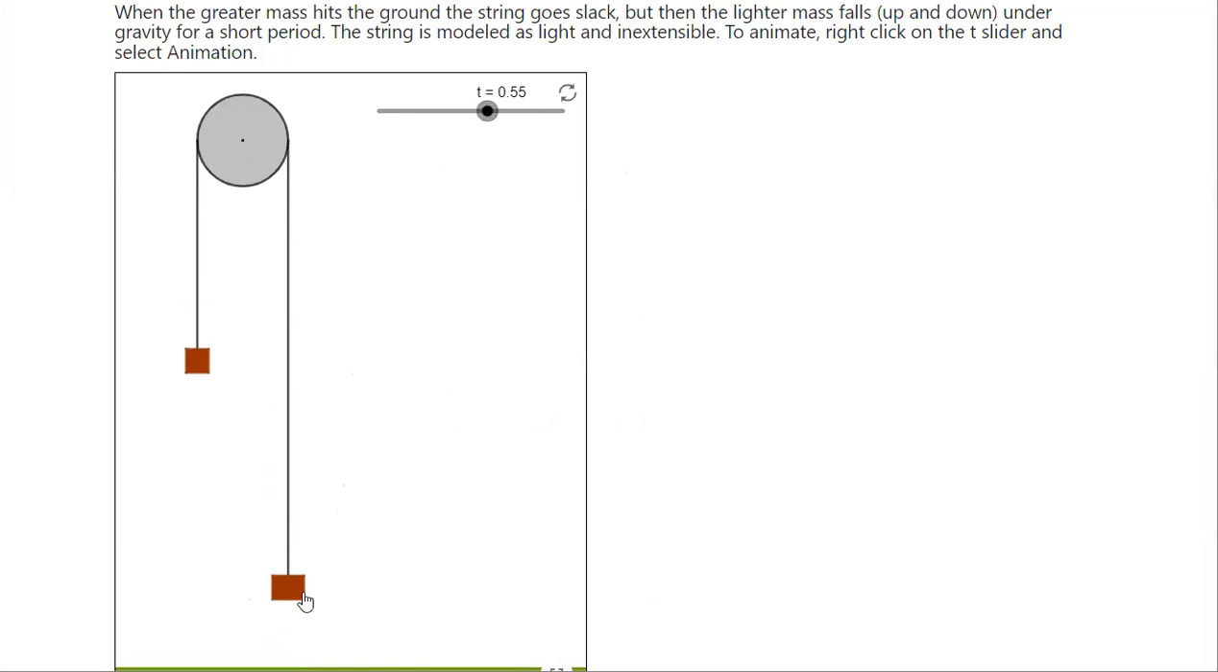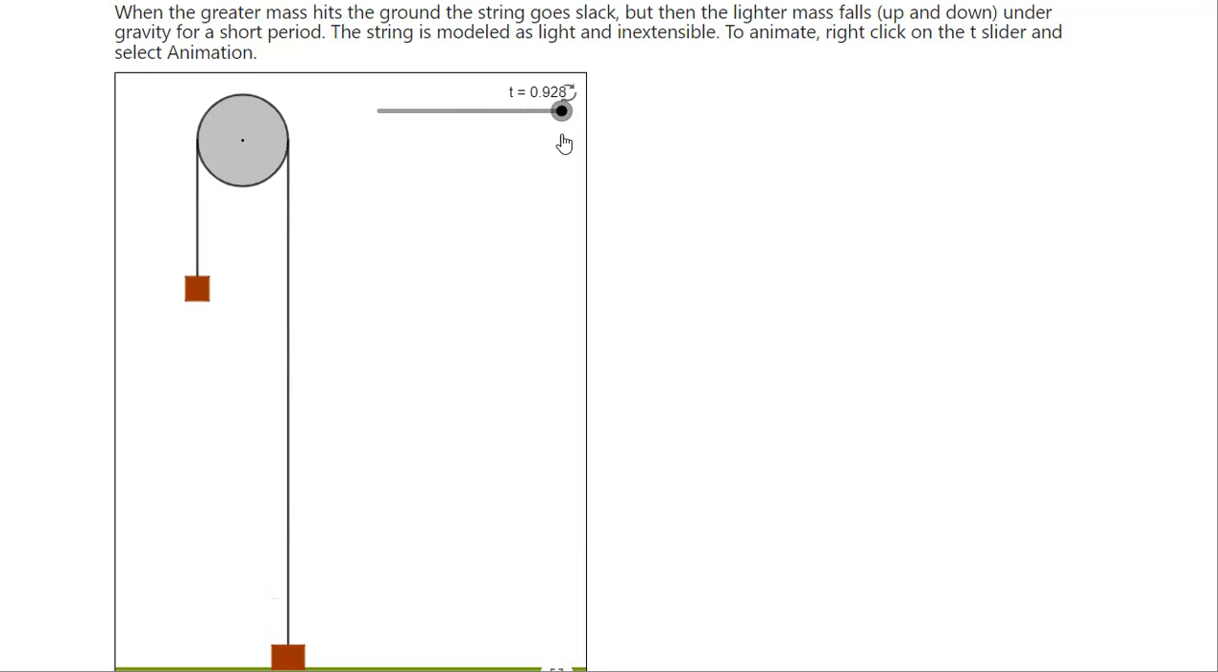That's the model that we're using. It just stops. But the other one doesn't, does it? This one stops. The string then goes slack because it's just kind of been crumpled into itself. But this block has got some vertical velocity at that point. There's nothing to stop it instantly. So it's going to carry on up just a little bit and fall under gravity. Eventually it'll hit the kind of length of the string again and stop.